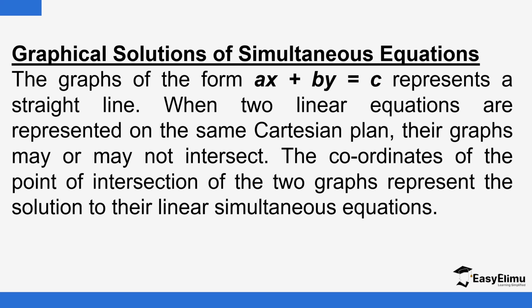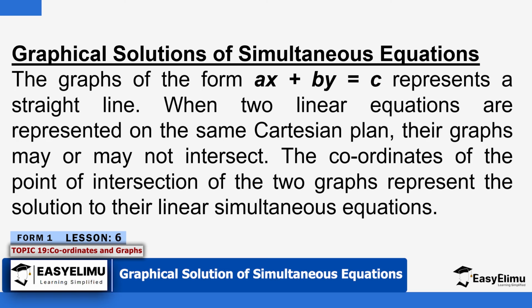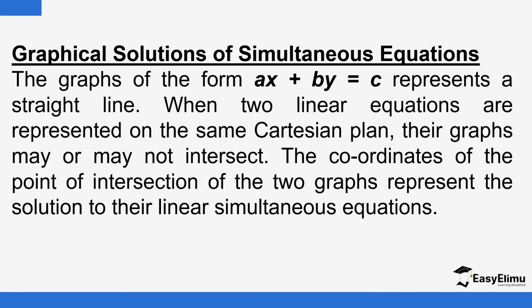So we say that when you want to solve for unknowns in the given set of simultaneous linear equations using a graphical method, what you do is draw the two graphs on the same Cartesian plane, and then try to establish the point of intersection. We're talking about the point of intersection of the two graphs. So you draw the two graphs and then check where they intersect.